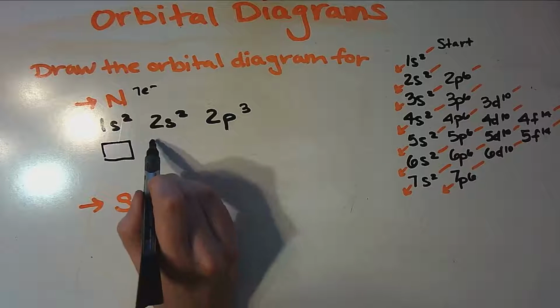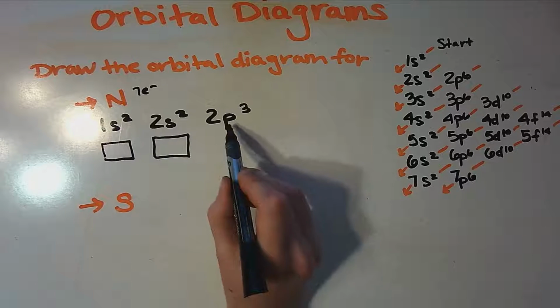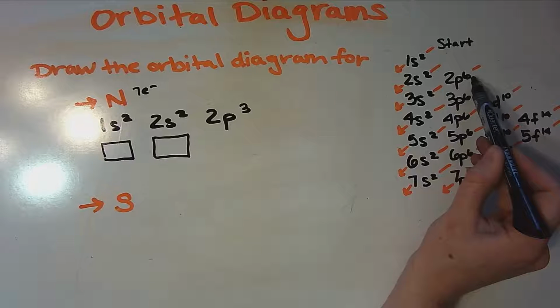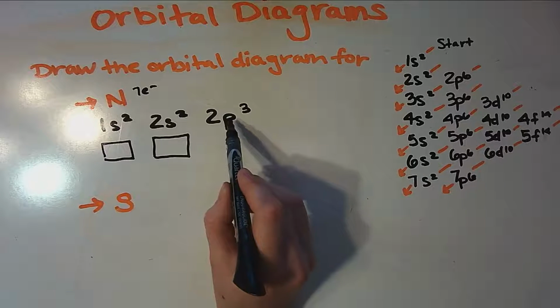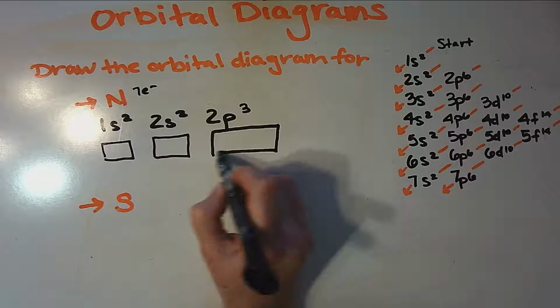So I have another s. I'm going to draw another box. P sublevels, because they can have a maximum of 6 electrons and only 2 electrons per orbital, have 3 orbitals, so I'm going to put 3 boxes.